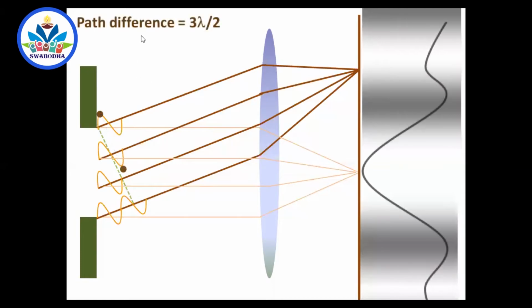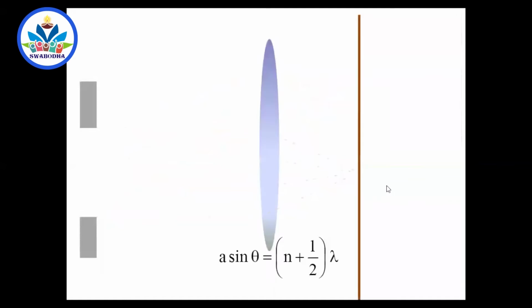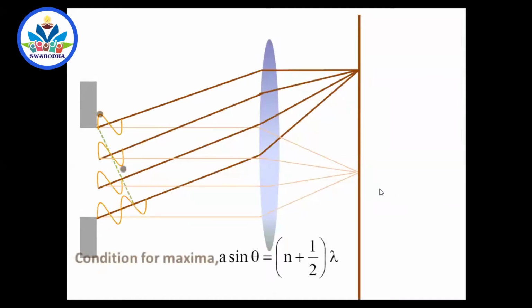So if the condition is 3 lambda by 2, 1.5 lambda, path difference between the secondary wave starting from the top of the slit and the bottom of the slit, that path difference is 3 lambda by 2, then it is bright. Similarly, 5 lambda by 2. So the general condition is a sin theta is equal to n plus half lambda. So that is the bright fringe condition. Okay.